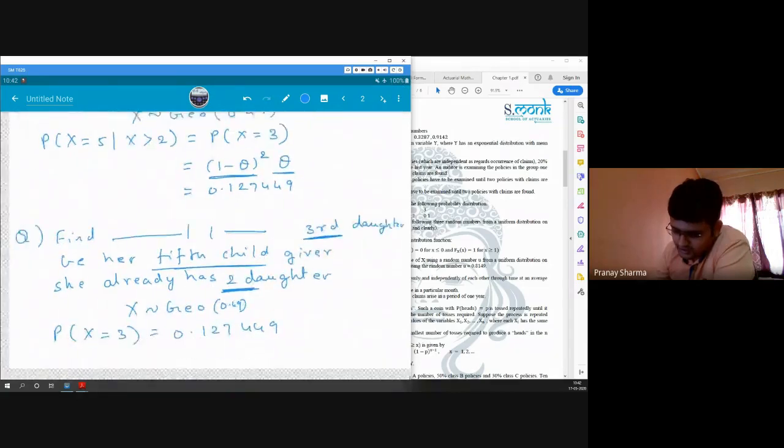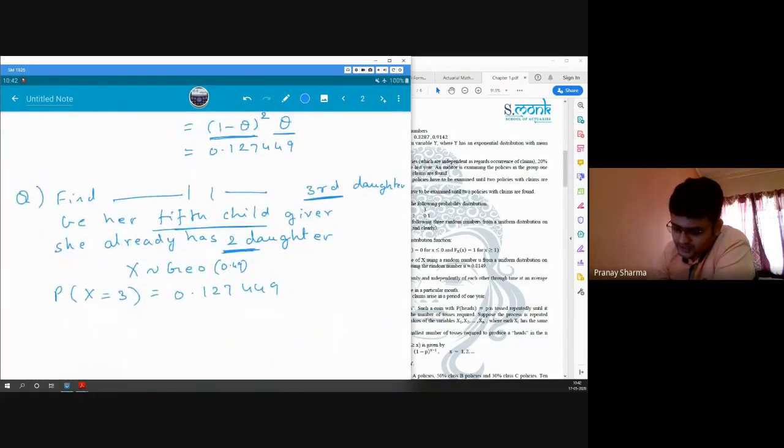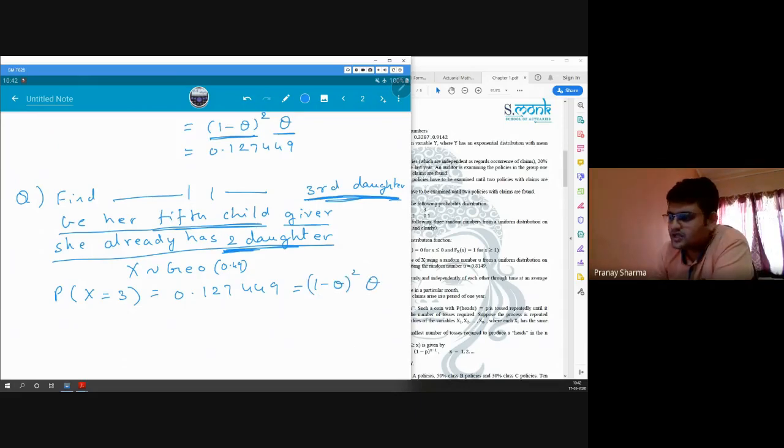Now here we are using the same information and we are saying the third daughter is her fifth child, given she already has two daughters. Again, we should skip the information that she already has two daughters. So we are worried about the next daughter. The third daughter would be her next daughter. So it's her first success in the next three children. Again, we will have two failures, so that will be (1 minus theta) squared, and then a success, that would be theta.